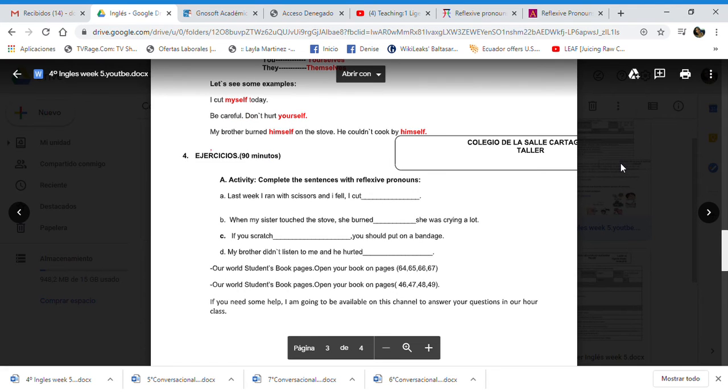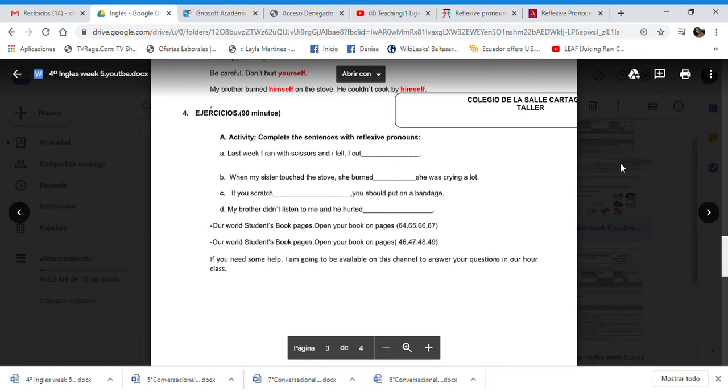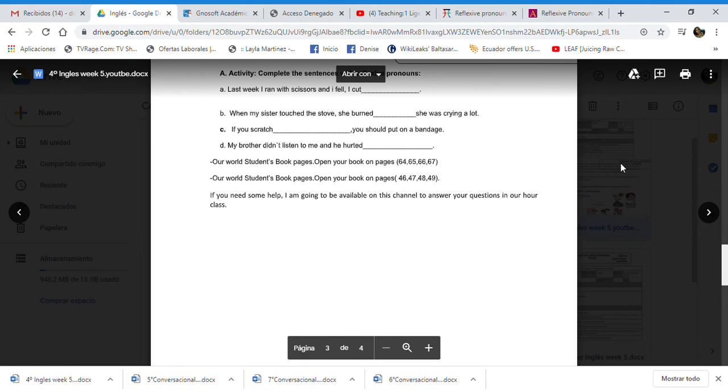Exercise. Activity 4. Complete the sentences with reflexive pronouns. You have to read the sentences from A to D, and as a way to practice what we have already taught, you have to complete them by using reflexive pronouns. Here you have the pages I would like you to work on in the books in order to practice: in the student's book from 64 to 67 and in the workbook from pages 46 to 49.